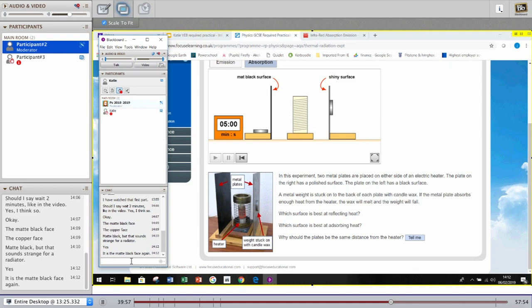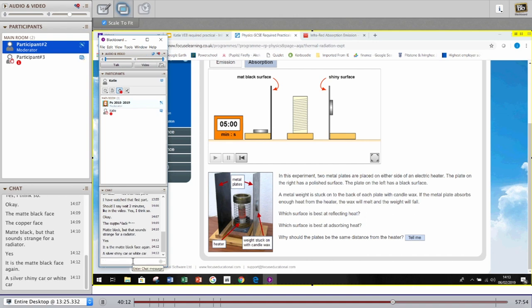So which car would you rather be on a very hot sunny day, Katie? Would you rather be in a matte black car or a white car? Or a shiny silver car even? Okay, good. Why?